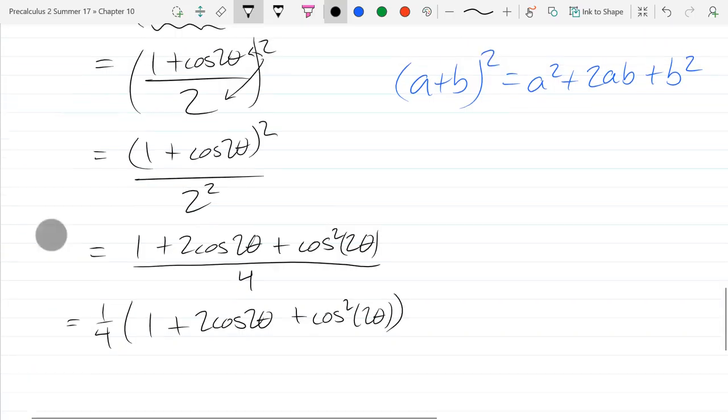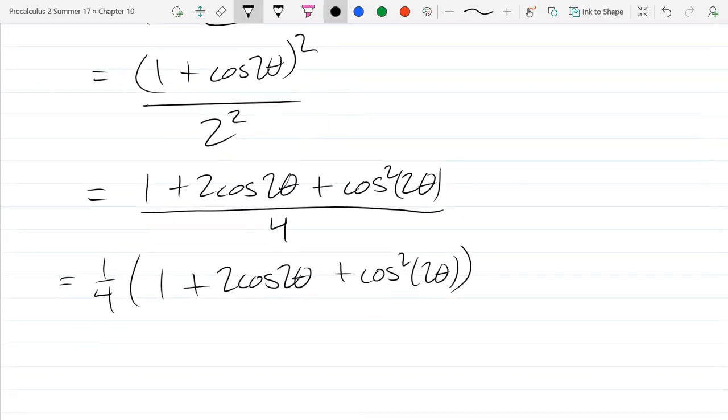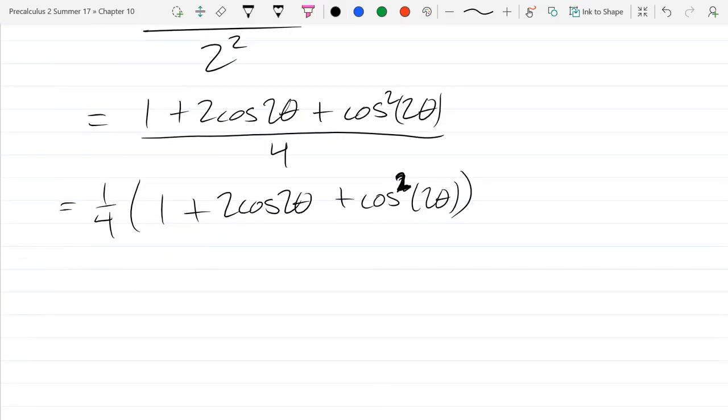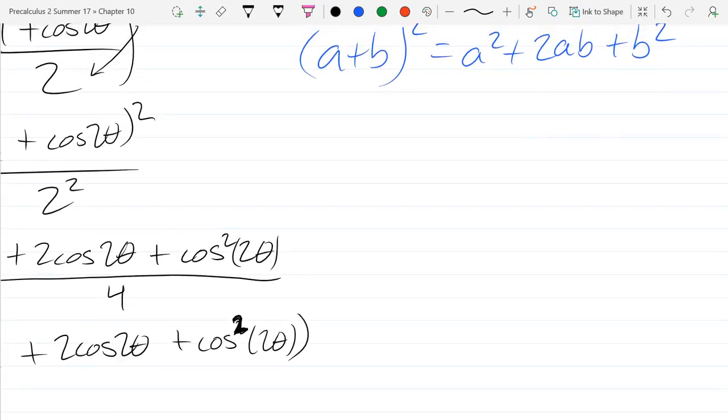So the instruction said write in terms of single powers of cosine. There's only one more bad guy we've got to get rid of right there, that stupid squared term. All right, how do we deal with cosine squared and drop the power? I know how to do that. I'll write that down in the blue marker.